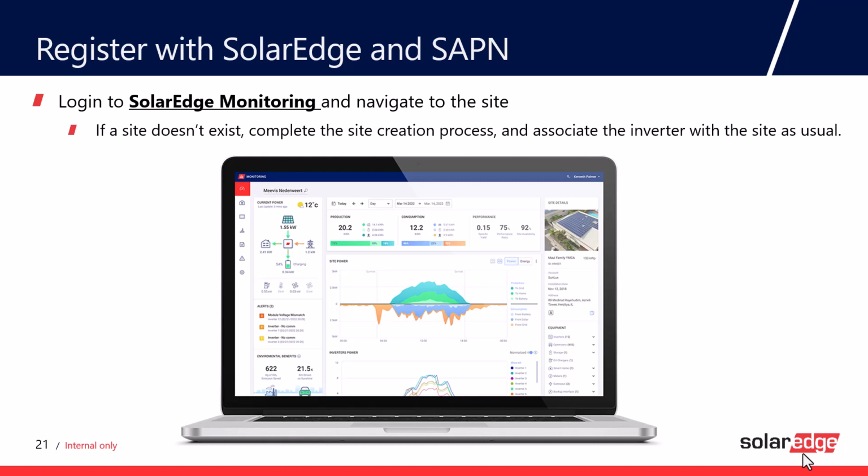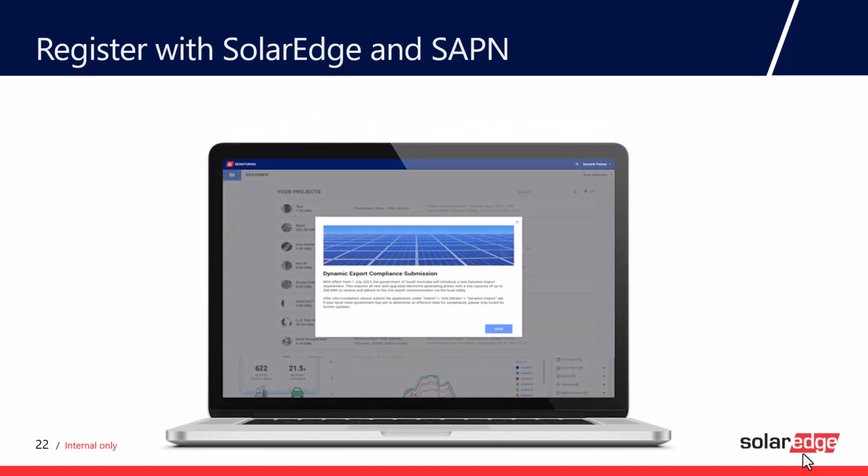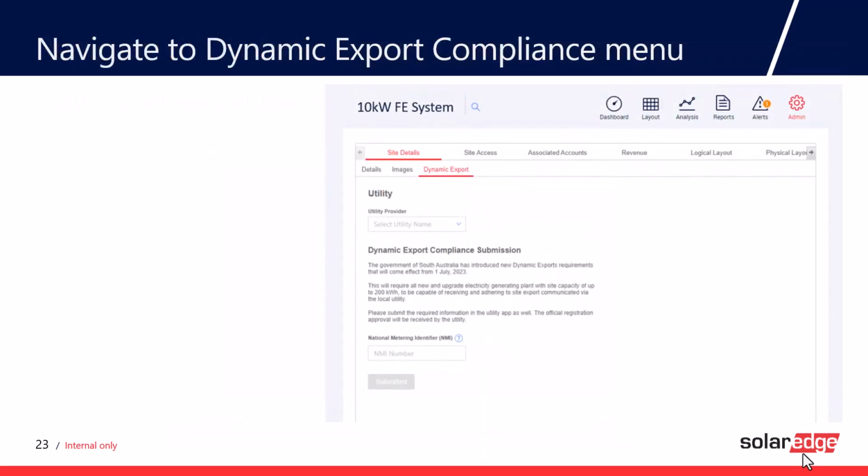So you need to log into the monitoring as usual. If a site doesn't exist, complete the site creation process, and most importantly, associate the inverter with the site as usual. Again, you'll see a pop-up telling you that the dynamic export compliance submission is required, and it will ask you to navigate towards the dynamic exports tab.